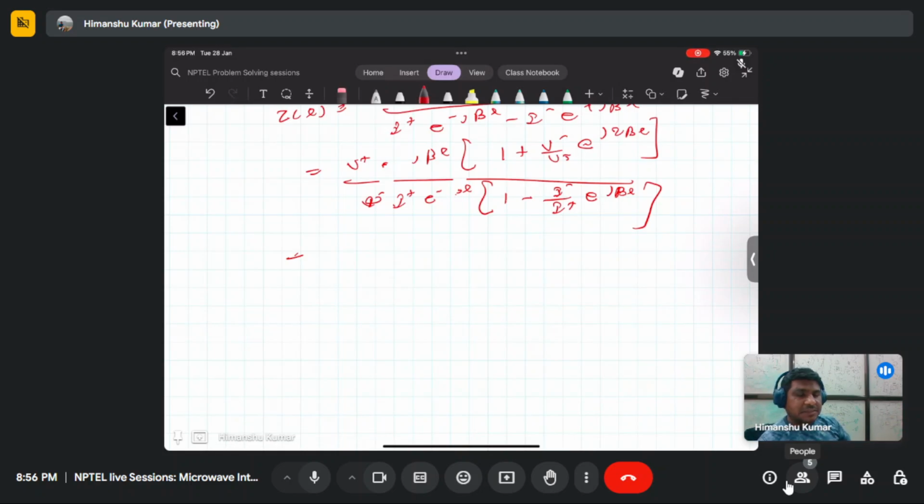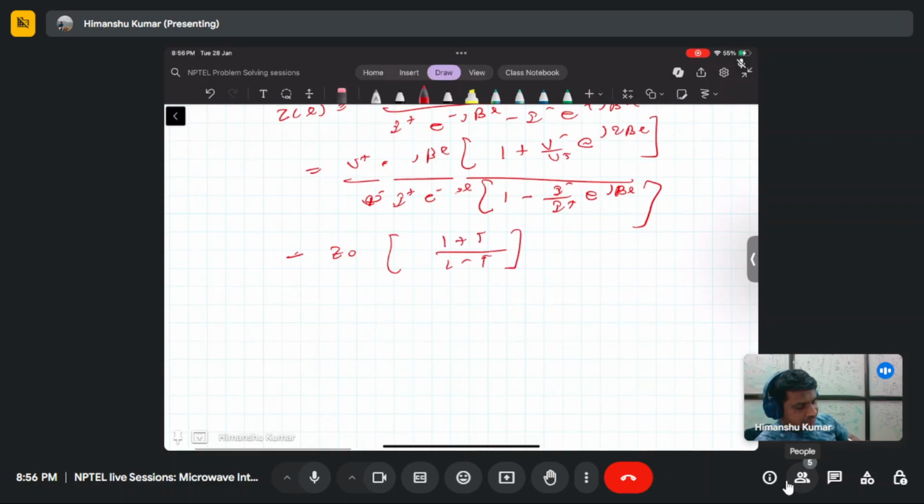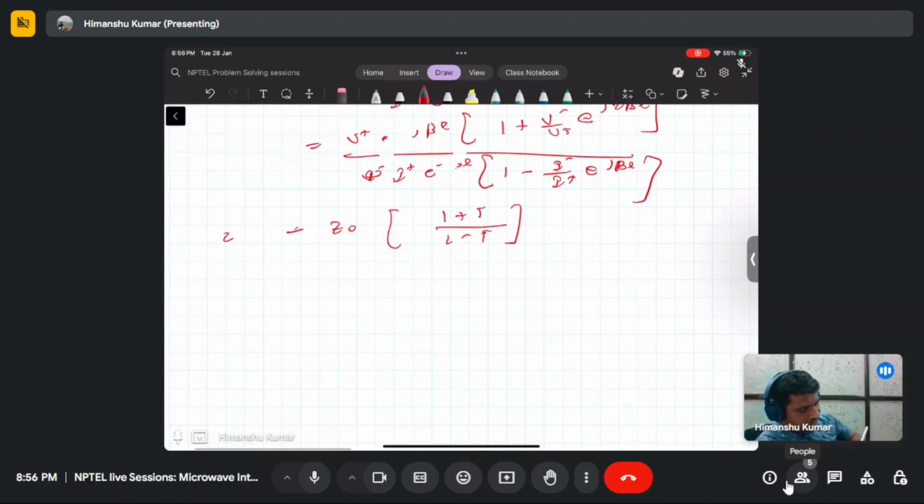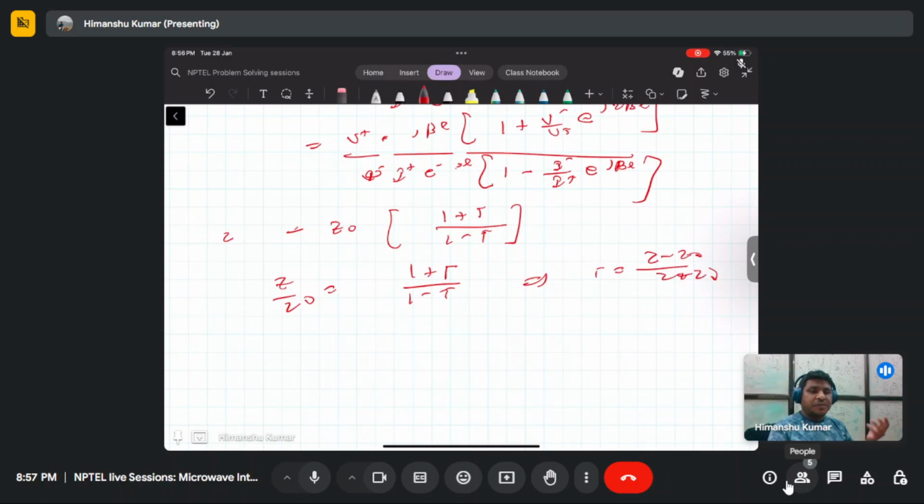If the reflection term is zero, then basically you will have the impedance that is your characteristic impedance, Z naught, and you can define Z by Z naught equals 1 plus gamma divided by 1 minus gamma. If you reduce this, you will find that gamma equals Z minus Z naught divided by Z plus Z naught. So that is the funda behind here.